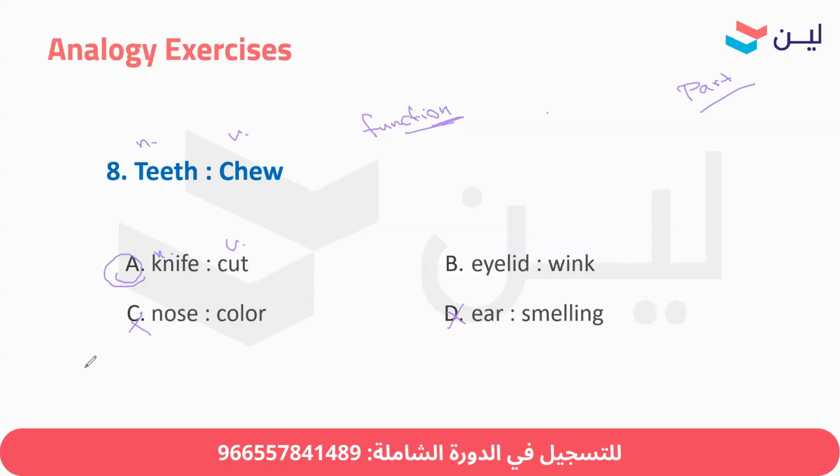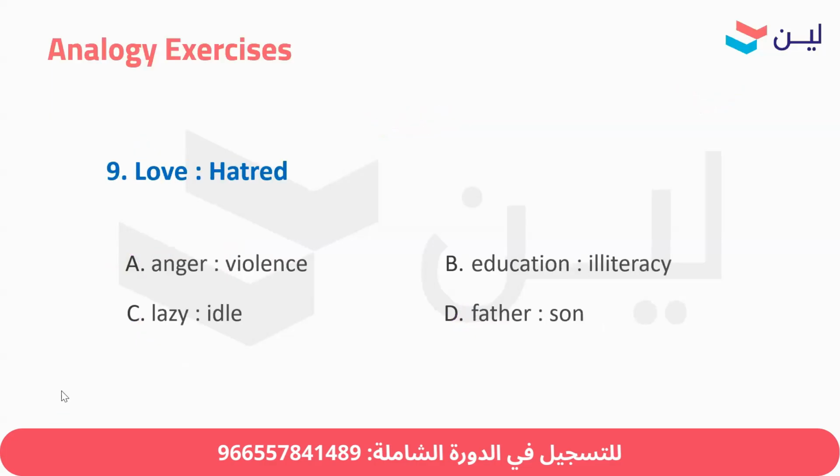That's amazing. Yes, good job. Next one, number 9. Love is to hatred. What type of analogy do we have here? These are opposites. Thank you so much. Am I saying it right? Okay. Yes. So love is to hatred. It's B. Here's my pen here. Those are opposites or antonyms.